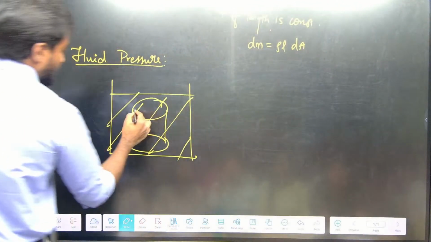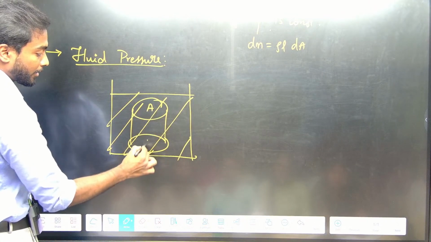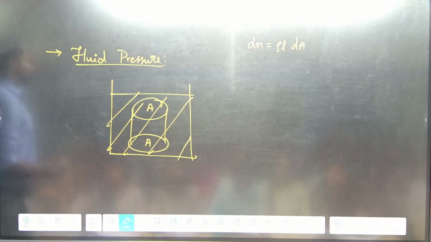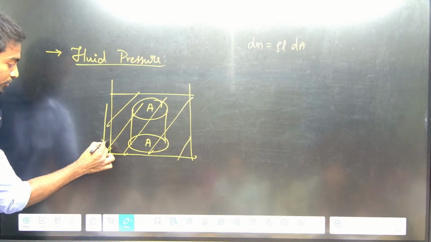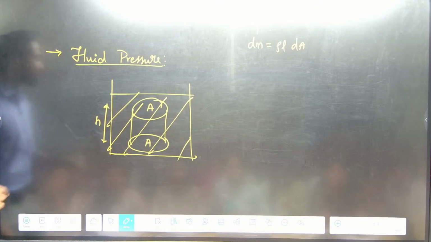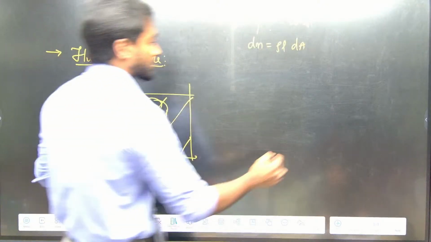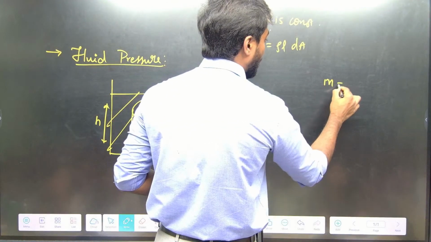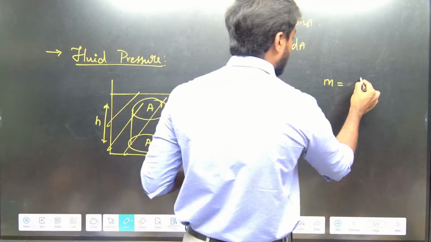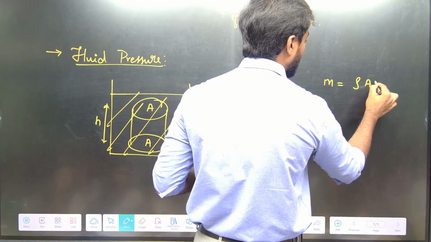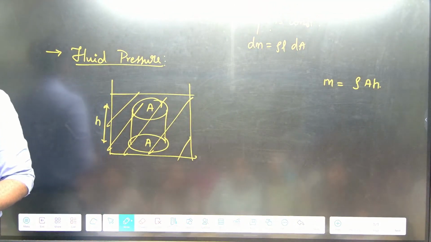So this is a uniform cylinder I am taking. So the area here and here will be the same. Now it is clear. And the length, or height, of the cylinder is h. Any doubt here? So can I write the mass of the cylinder in terms of density and volume? Yes, no? Mass can be written as density times volume, and volume is A into h. Any doubt now?